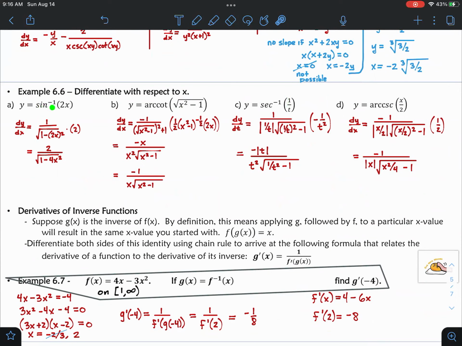So for the inverse sine derivative, we usually go with 1 over square root of 1 minus x squared, but instead of x, I have 2x. So we need to have (2x) squared, and then multiply by the derivative of 2x. Clean it up if you like.